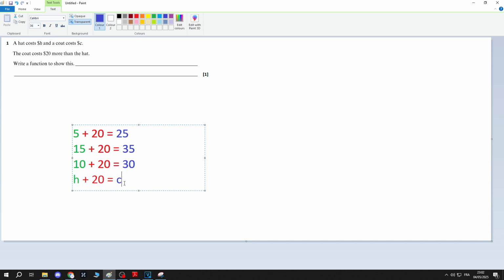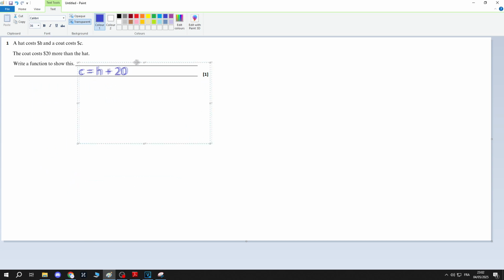But if you've watched the first video of this series, you would know that I told you to write it this way instead. C equals H plus 20 because it looks more beautiful. But is it wrong to write it this way? Absolutely not. So simply enough, the answer is C equals H plus 20. So that's it for exercise 1.